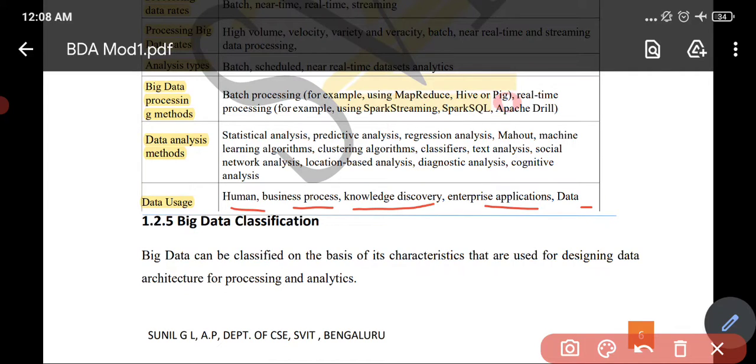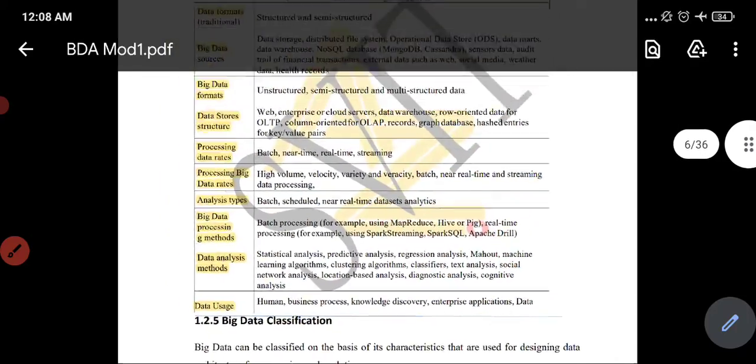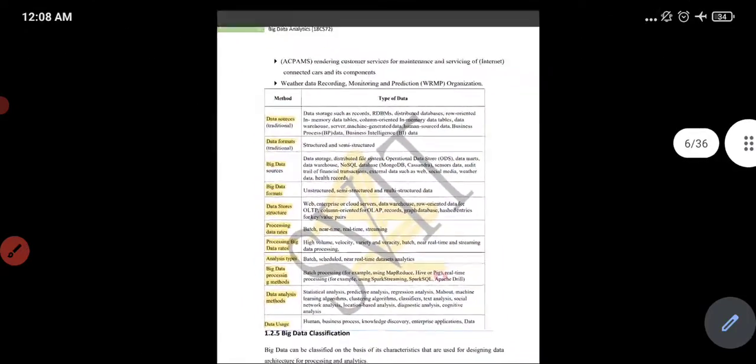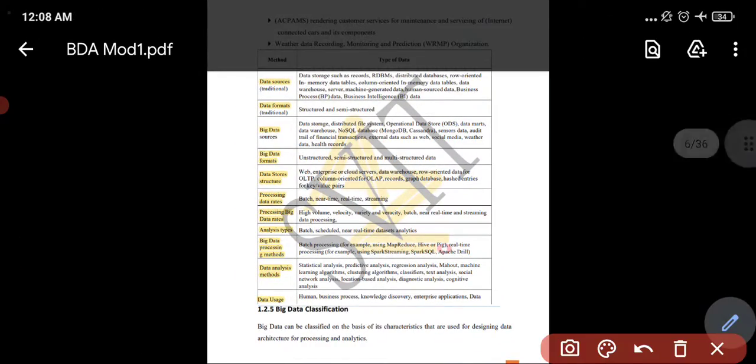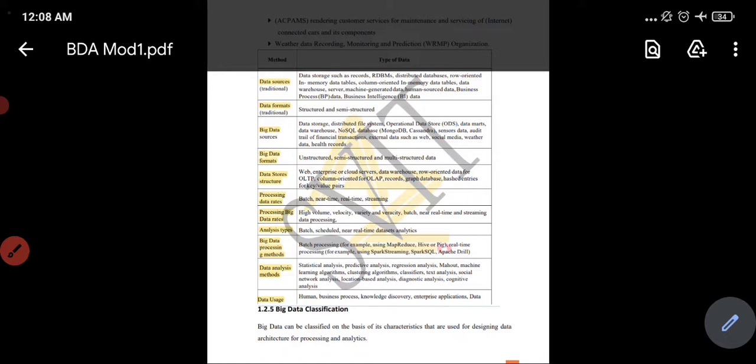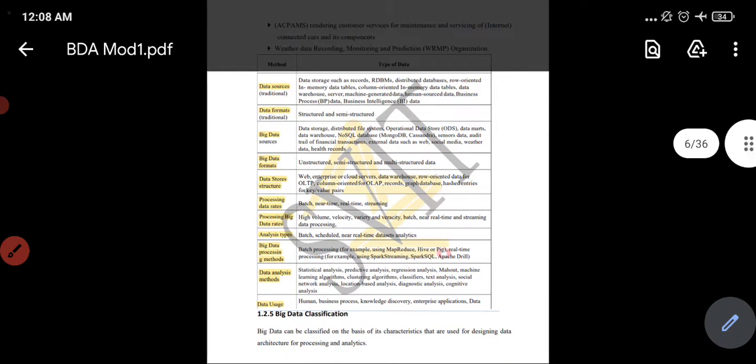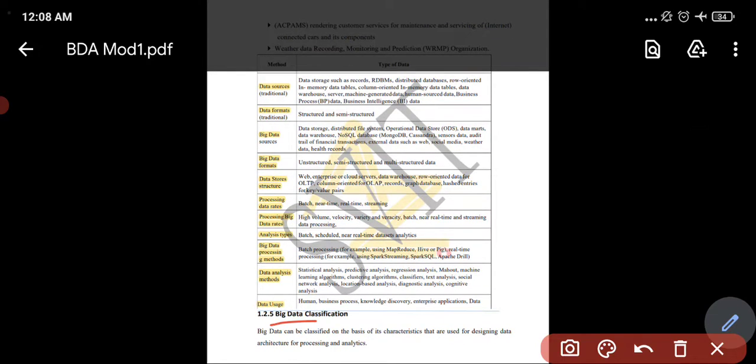So this is the data classification. I'll just minimize it, hope you can see. Data source, data format, big data source, big data format, processing data rates, processing big data rates, big data processing method, data analysis method, data usage, and then data structure stores. These are the different big data classifications. If you are referring to these notes, then make sure that the heading is just below this one, that is, big data classification information is given here.